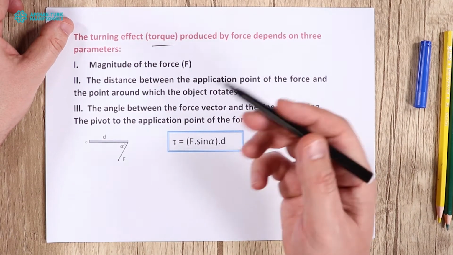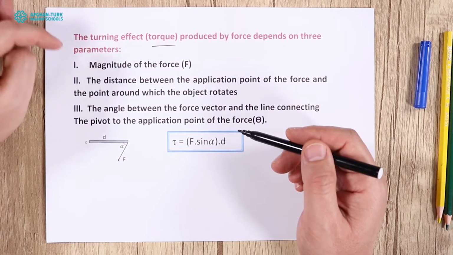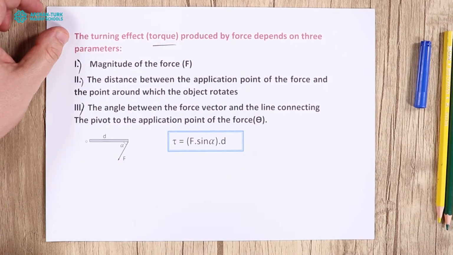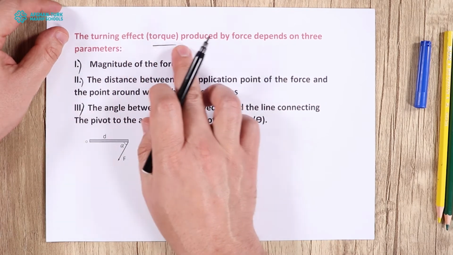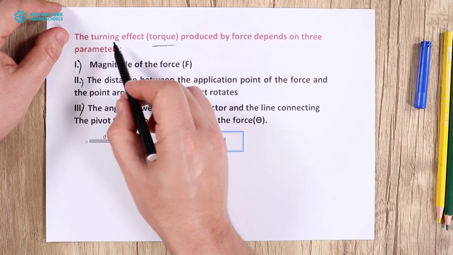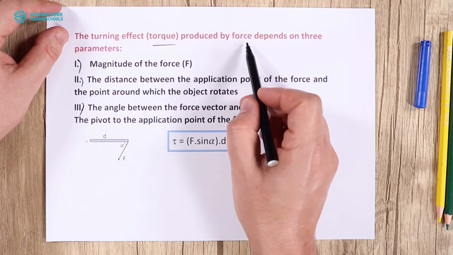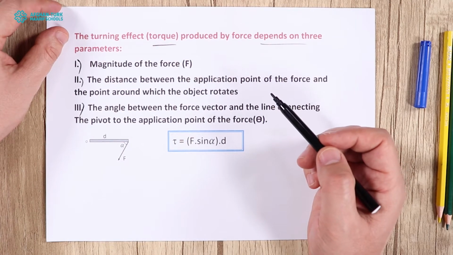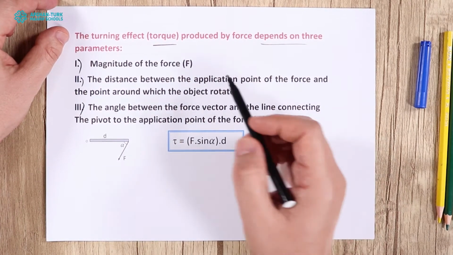Normally they write three, but there are some more properties as well. Here on this page there are three, the first one, second one and third one. This is again the definition: the turning effect, the torque produced by the force, depends on the three parameters, or it has three properties. Okay, let's see one by one.